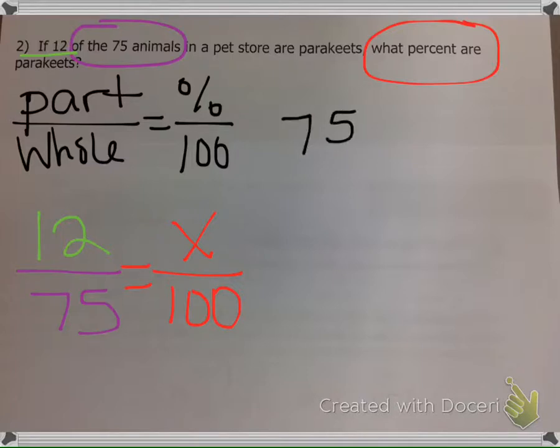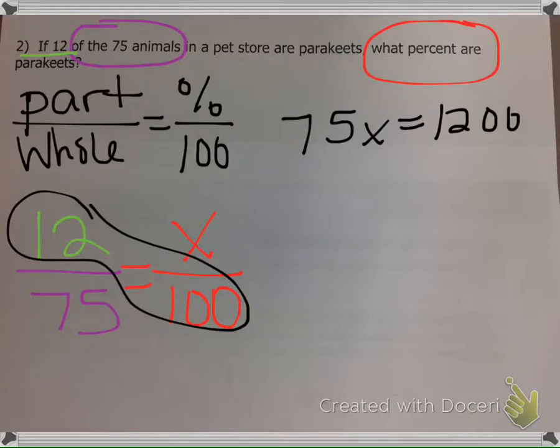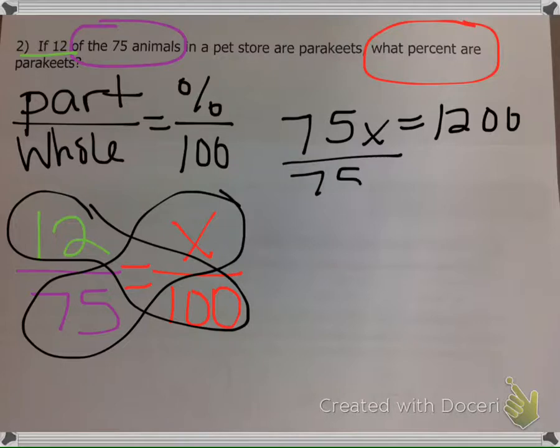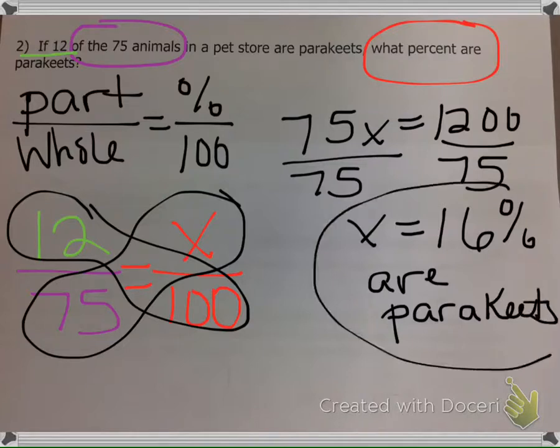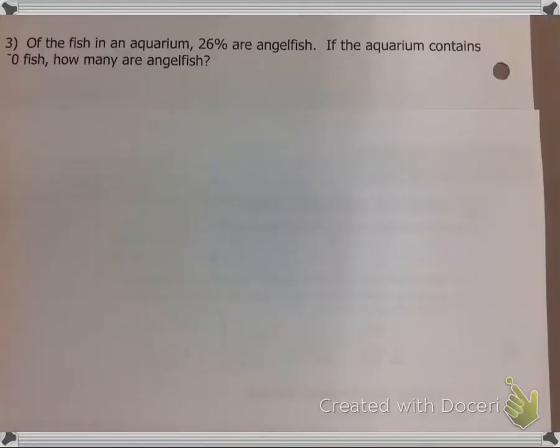We have 75x equals 1200. And you're going to divide by 75 on both sides. And you get x equals 16, and that would be 16% are parakeets. And I would go back and read that just to make sure you did it properly, just in case it says are not parakeets. 16% are parakeets. Okay? Question number 3.